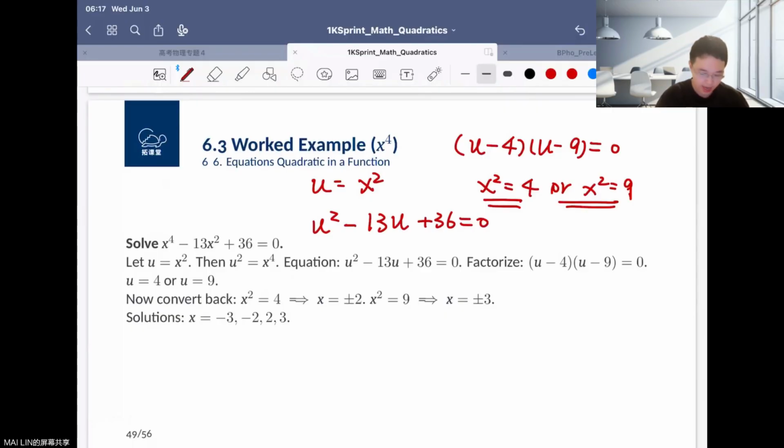Then x squared equals 4, so x equals positive or negative 2, okay? And here x equals positive or negative 3, right? Okay, that is it. Solving it is very easy, right?